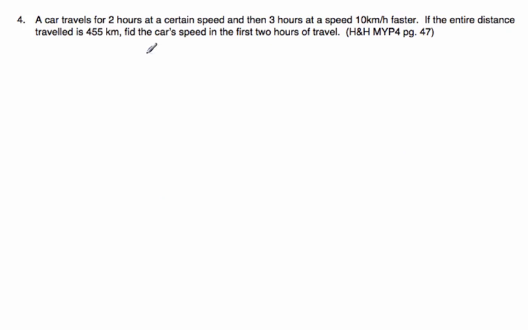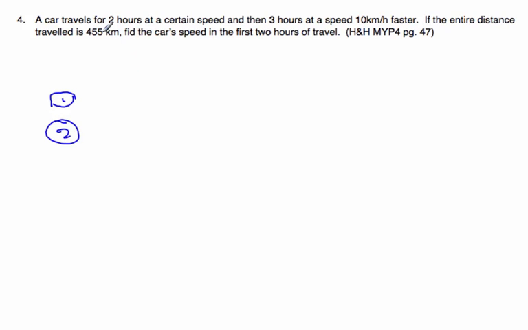Okay. A car travels for 2 hours at a certain speed, and then 3 hours at another speed. So we've got 2 situations. Let's say number 1 and number 2: what's happening at the beginning and then afterwards.